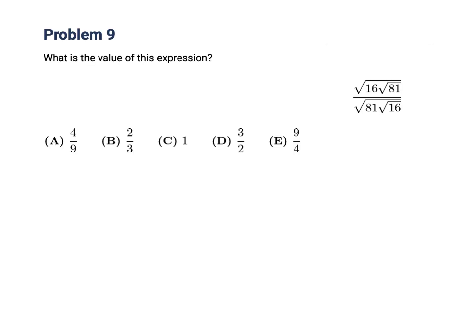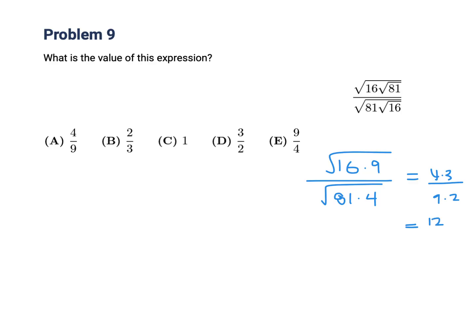What is the value of this expression? Okay, so we got 16 times 9. And then we have 81 times 4. And then that would be 4 times 3. And this would be 9 times 2. And that would be 12 over 18. And in lowest terms, that's 2 over 3. So that is B.